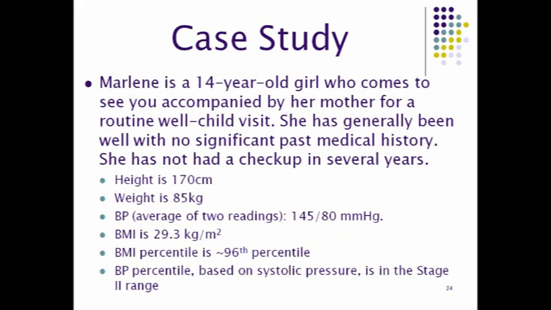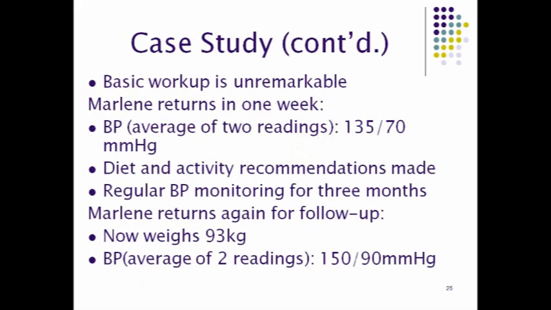The blood pressure percentile, however, based on her systolic pressure, so whichever of the systolic or diastolic put them in the higher category is how the blood pressure status is determined, is in the stage 2 range. So she has stage 2 hypertension according to this. You do a basic workup, and that can be the family history, maybe checking additional cardiovascular risk factors, including lipids, for example, and you do renal function testing, CBC, urinalysis, and that's essentially a basic workup. There's nothing remarkable about it. She returns back in 1 week, and she's at 135 over 70, which is a little bit better, in stage 1 range, let's say. We make some diet and activity recommendations, and we monitor her for about 3 months.